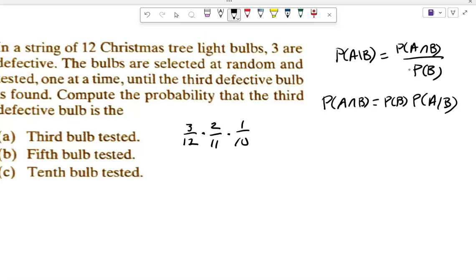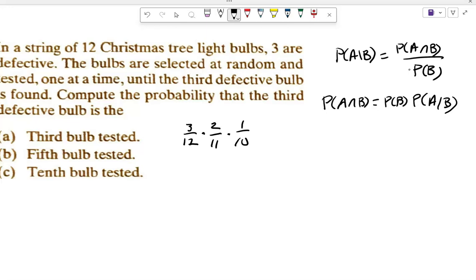All right. So this next one, it says, what's the probability it's the 5th bulb tested? This one's a little bit more challenging. Let's think about why it's a little bit more challenging. Remember the third one is found at the end, right? So the fifth one had to be defective. So let's do that first.